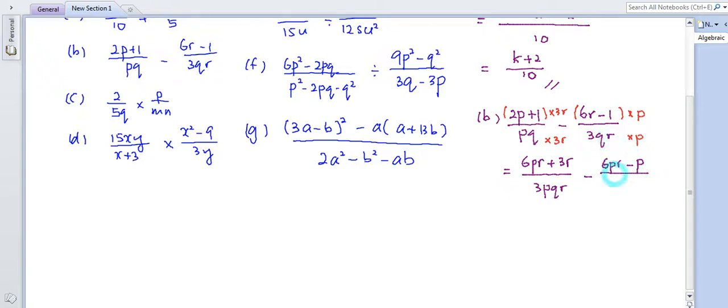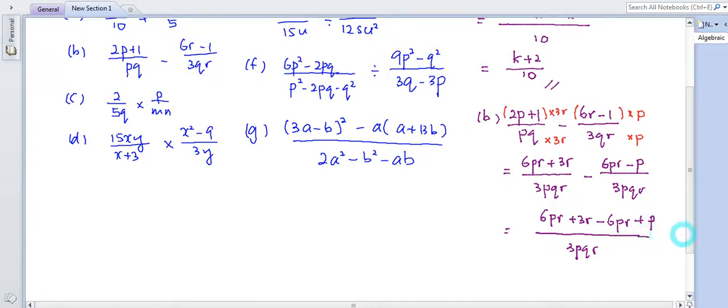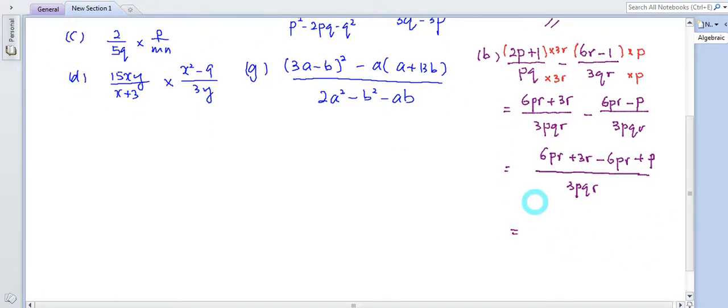So 3pqr, 3pqr. Okay, now they have the same denominator. We can just combine them together. 3pqr. Be careful, here you have a negative. 6pr plus 3r minus, negative times negative is positive, you get negative 6pr. Negative here, you need to be extra careful. Negative is positive p. Okay, then we continue to simplify it. Just be more careful here. Negative here is positive. Excuse me, sorry.